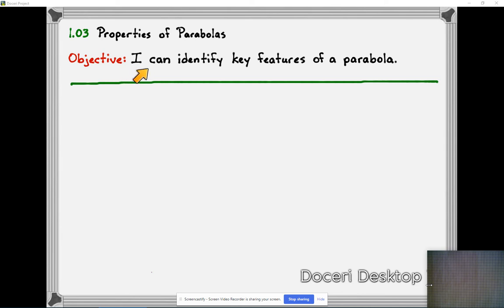Don't write it as can I identify key features of a parabola, because that's going to be a yes or no question. The goal is to be able to write a question that you can answer, you can summarize at the end of this lesson with a few sentences. So maybe a good question for this would be, what are the key features of a parabola? Right? And then at the end, you can write a summary that explains what those key features are. But that's just a side note. Make sure you're taking good notes here.